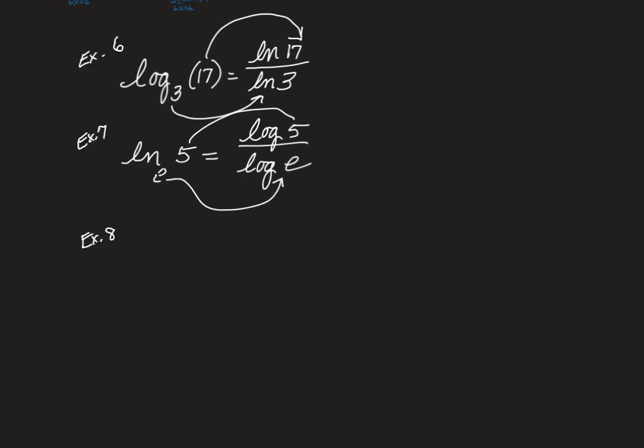And if you want to go from a common log, say the common log of 8, to a base e, or a natural log, you would make it the natural log of 8 over the natural log of 10, because the argument goes up here and the understood base of 10 goes right there.